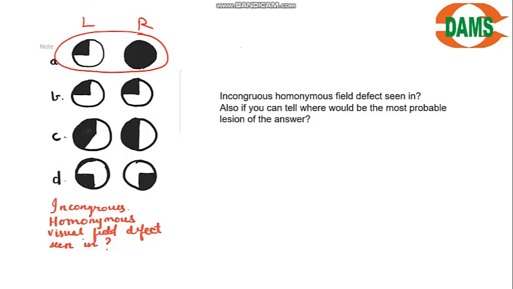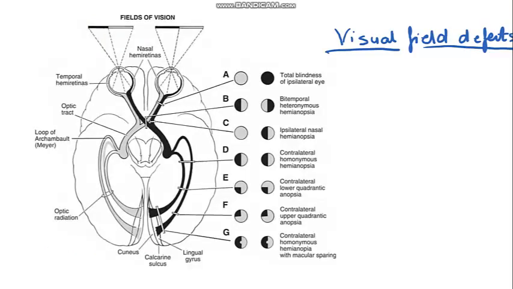So this will be the right visual field, this is the left visual field. In visual field defects, this question was asked: which is the incongruous, homonymous visual field defect out of these? Most of you have given the question right. Let me tell you some important points. The retina is responsible for the visual field. The temporal retina is responsible for seeing the nasal field, the nasal retina for the temporal visual field, the superior retina for the inferior visual field, and the inferior retina fibers for the superior visual field. This you already know.